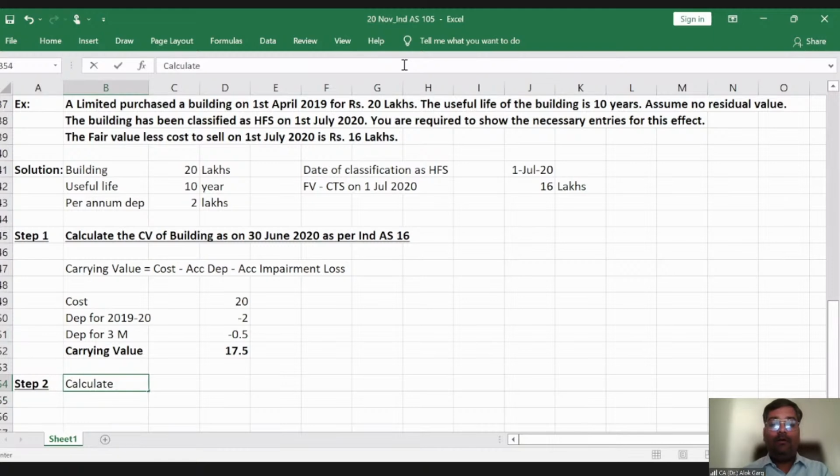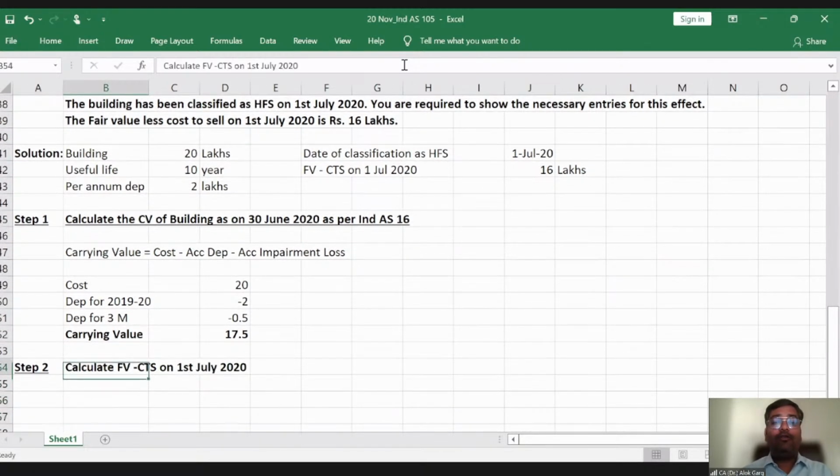Calculate fair value less cost to sell. Okay, cost to sell on 1st July 2020. What is this? The fair value less cost to sell on 1st July 2020 is given as 16 lakhs.